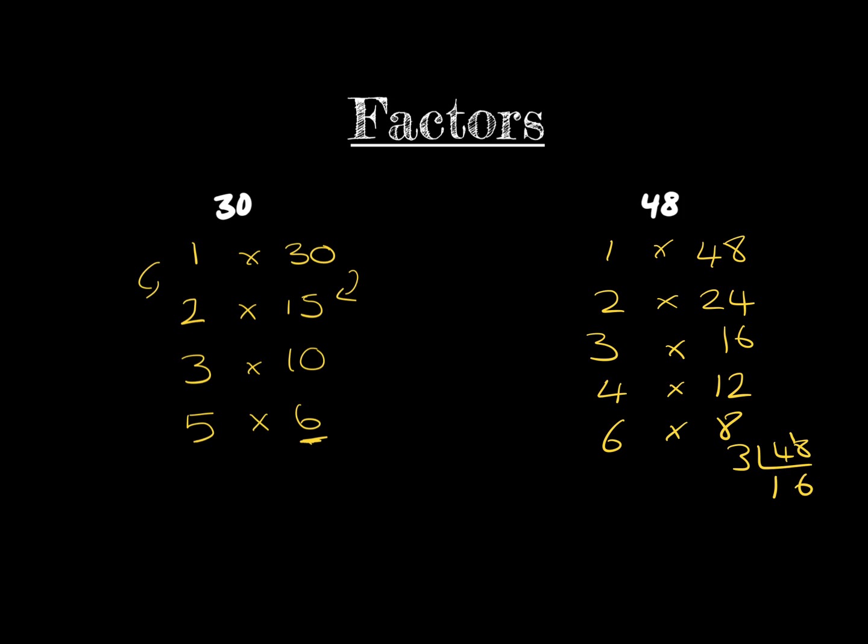And after 7 we have 8, but we've already got 8, so that means we have gone a full loop round. So we've got 10 factors in 48, and those are 1, 2, 3, 4, 6, 8, 12, 16, 24, and 48. So do them in pairs, start with 1 and the number itself, and work in a systematic way so that you don't miss any out.